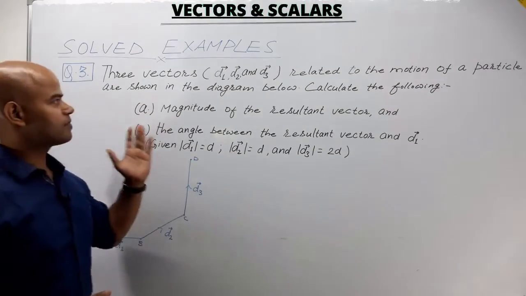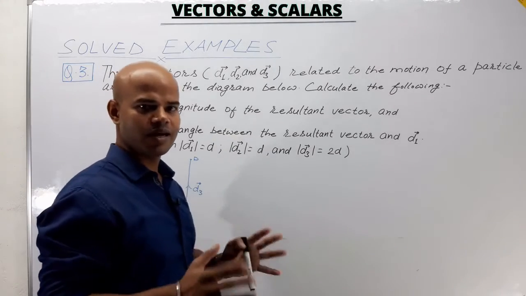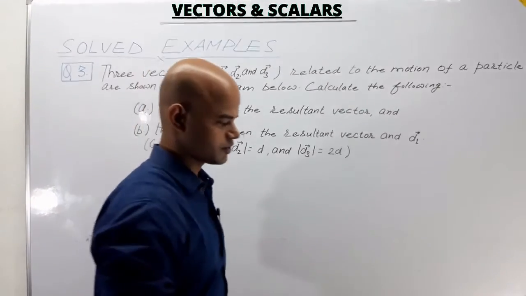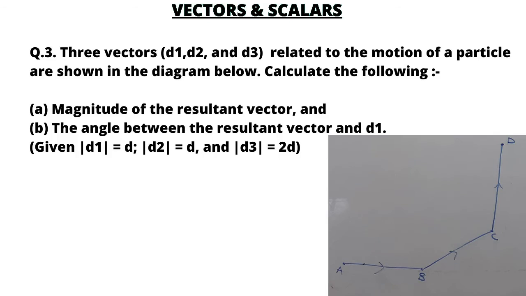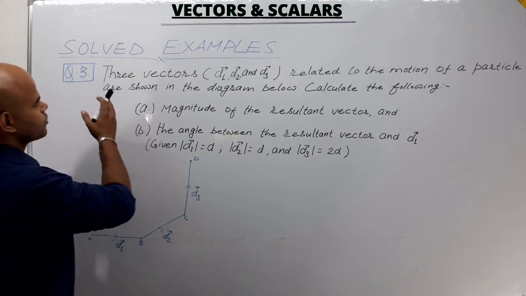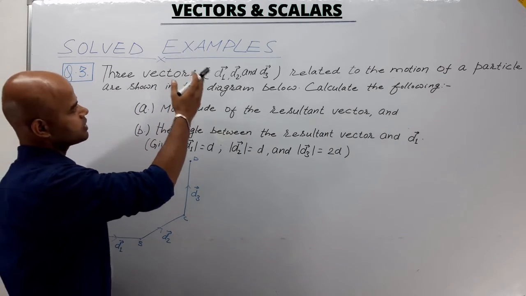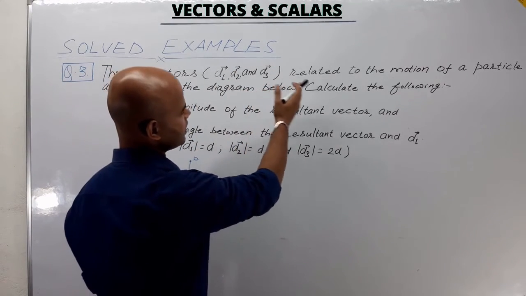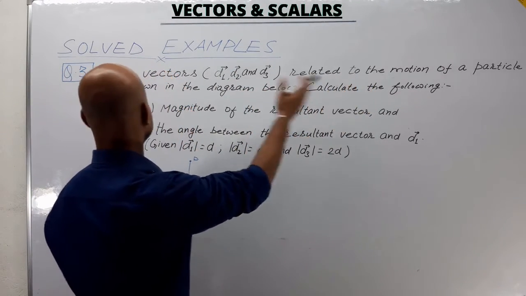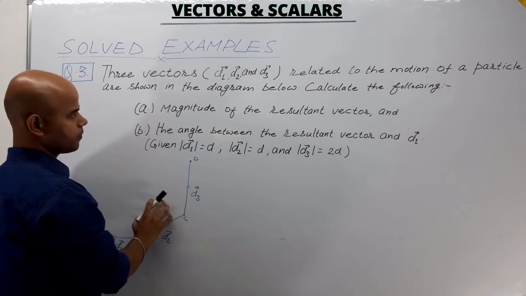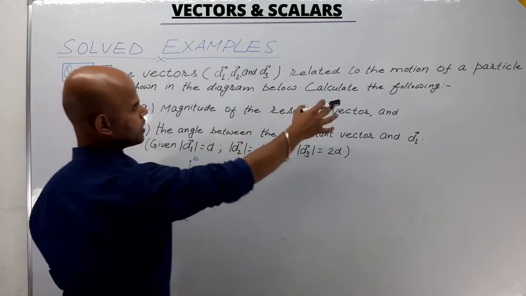Okay, so this is question number 3. So look at your screen and read it carefully. This is your question. Three vectors, d1 vector, d2 vector and d3 vector, related to the motion of a particle are shown in the diagram below. Here, calculate the following.